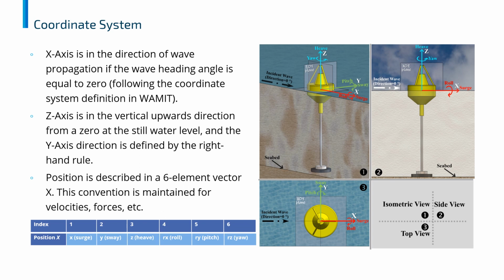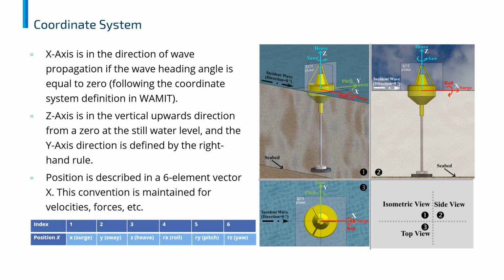in the positive x-axis. WEC-Sim follows with the z-axis as positive in the vertical direction, with 0 at the still water line. And with the definition of the x-axis and z-axis, the corresponding y-axis follows the right-hand rule.